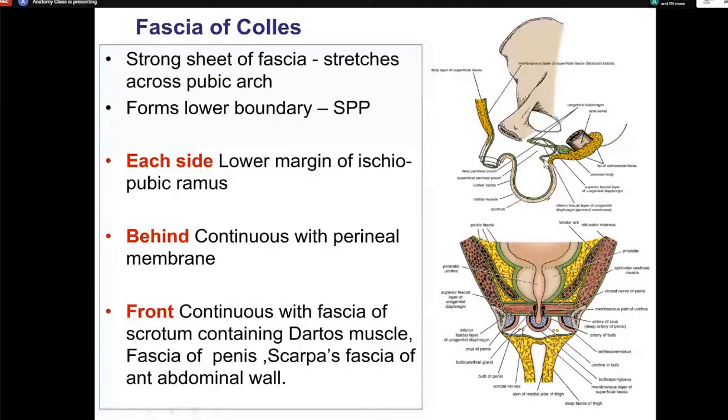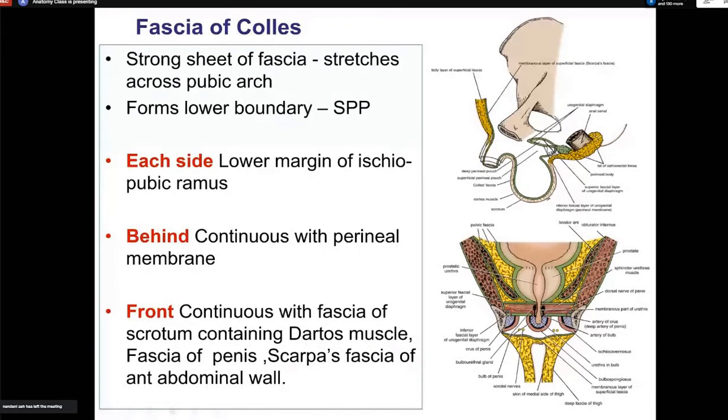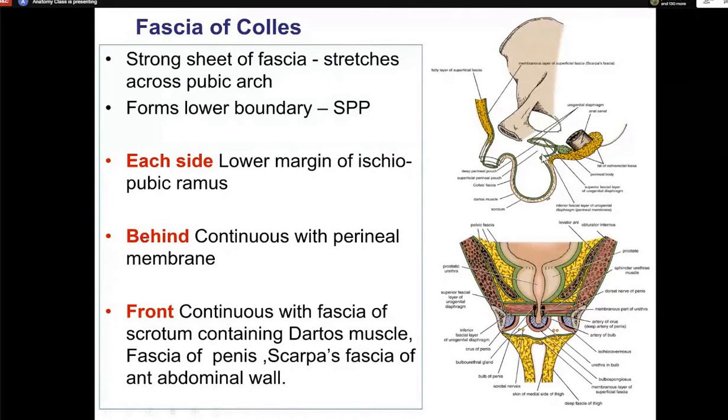Now, when you see the behind one, can you see the behind? So this fascia will continue with the inferior layer of the urogenital diaphragm, or the perineal membrane. So these two are continuous with each other. But see, in the anterior part, this will be open. You do not have any attachment anteriorly.